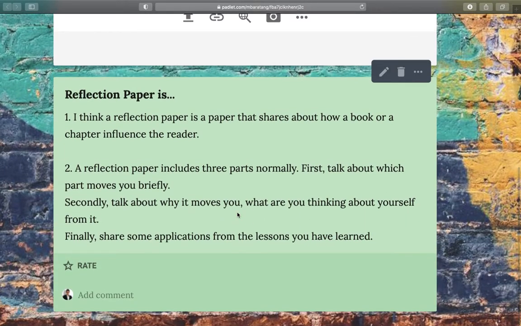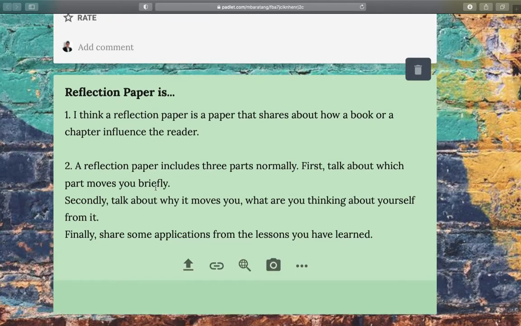Now, this one, reflection paper, includes 3 parts normally. First, talk about which part moves you briefly. Very good. I like this, briefly, because you don't focus too much on identifying what touched your heart or challenged you, because this is a reflection. So your professors want to see your reflection, not your summary.